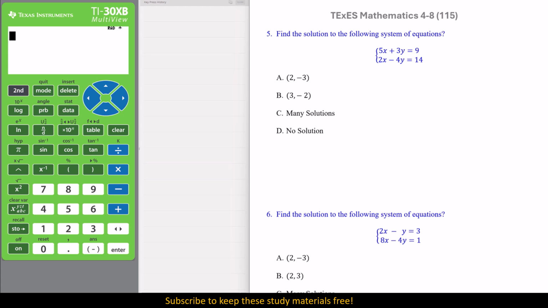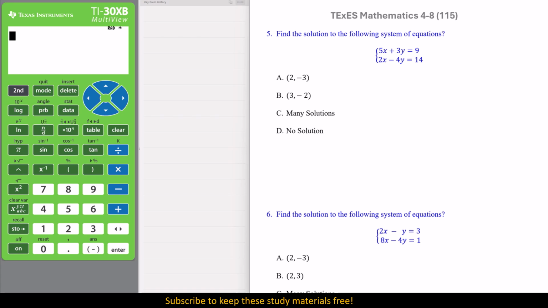Number 5, find the solution of the following system of equations. Okay. Before we begin, we need to look at C and D. If we can multiply, quote unquote, up or divide down, then we would have the same line for both of those, or one line on top of the other, and that would be many solutions. Well, looking at that, I don't think that's a possibility.